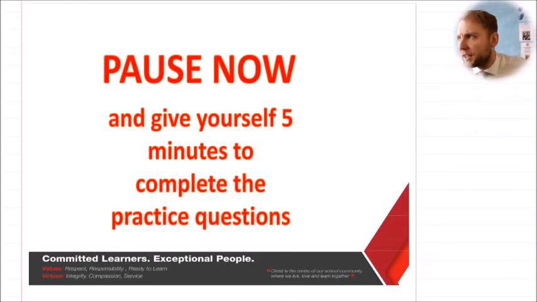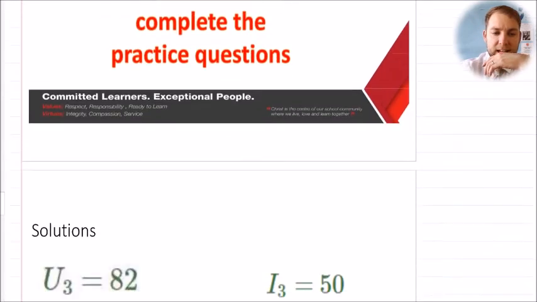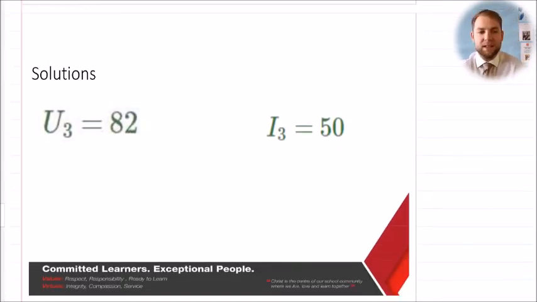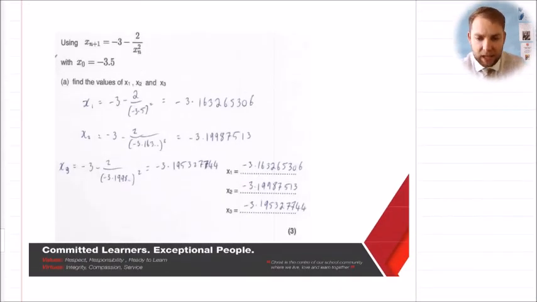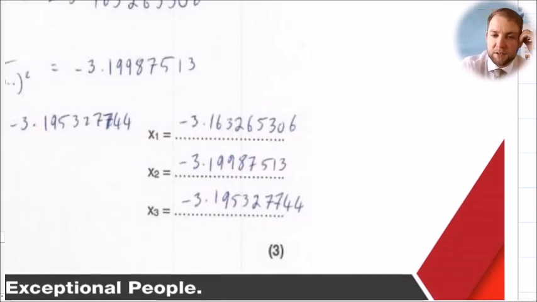Okay, so hopefully you've had a go at those and you've paused. Well done. So let's go through these questions then. So the first 2 answers here were U3 is equal to 82 and I3 is equal to 50. The next one here, I'll zoom in so you can see them. So remember, we're subbing in, we're starting with minus 3.5. It's probably worth using the answer button to this one. It's very similar to the one I've just done. And here's our 3 values here. So mark those in green for me. I'm not going to read them out because I'll probably make a mistake.